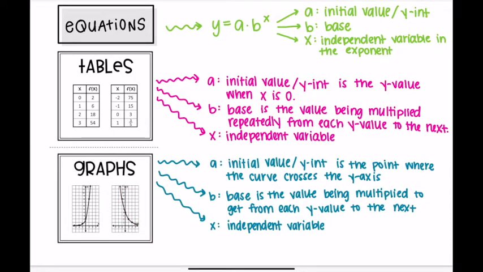Your base is still the number that you're multiplying to get from one y value to the next. So if it's growth, then to get from 2 to 8, I would be multiplying by 4. That would be my base. In the next example, to get from 8 down to 4, I would be dividing by 2. So the reciprocal would be my base. So instead of 2, it would be 1/2. And again, x is just your independent variable.